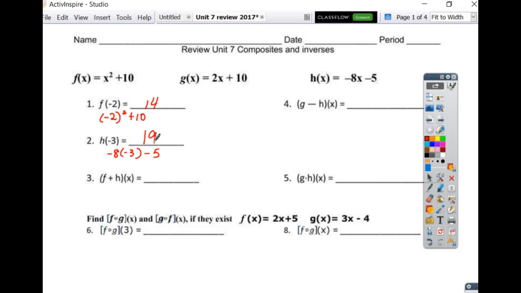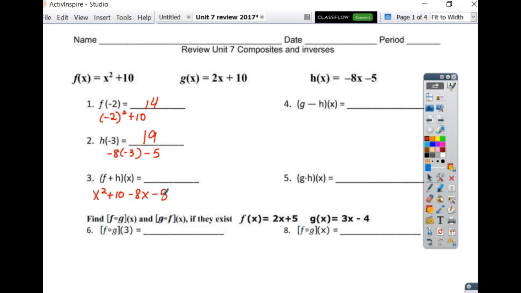Now the next one's 3, 4, and 5. Do they have numbers for x? They don't. So that means you're going to have an x in your answer. So the first one, what am I going to do? I'm just adding the f and the h. And you add together like terms. So I get x squared plus 10 minus 8x minus 5.